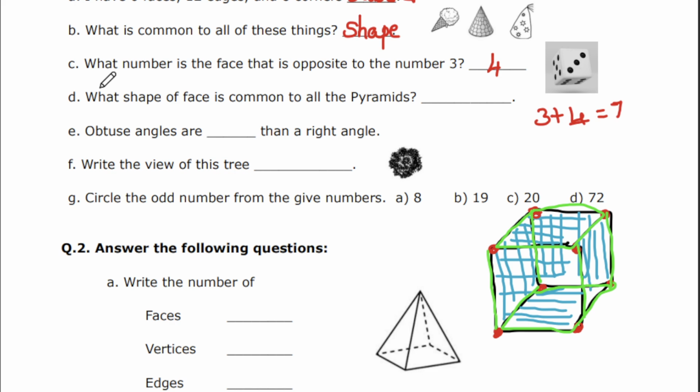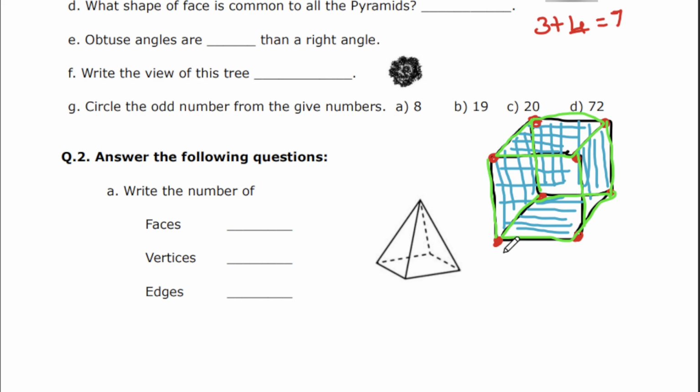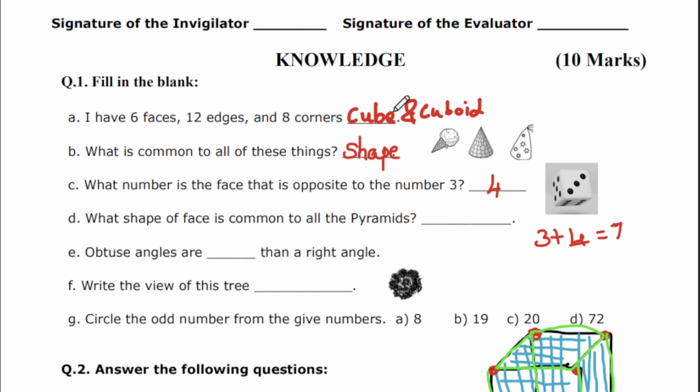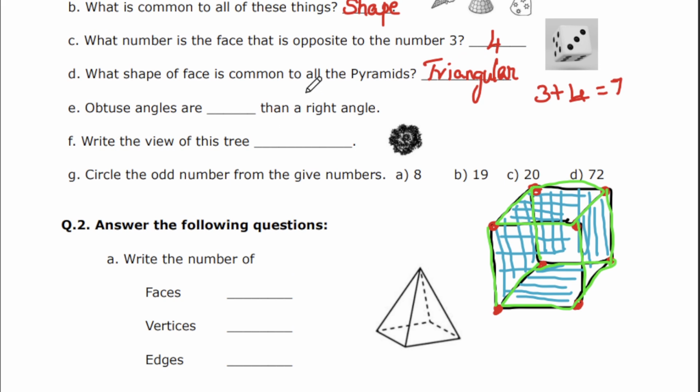Next, what shape of face is common to all pyramids? Here we have a pyramid. What shape is common? The triangular shape. See all the pyramids, for example, pentagonal pyramid, square pyramid, hexagonal pyramid. The common is their triangular shape. So you can write the triangular shape.